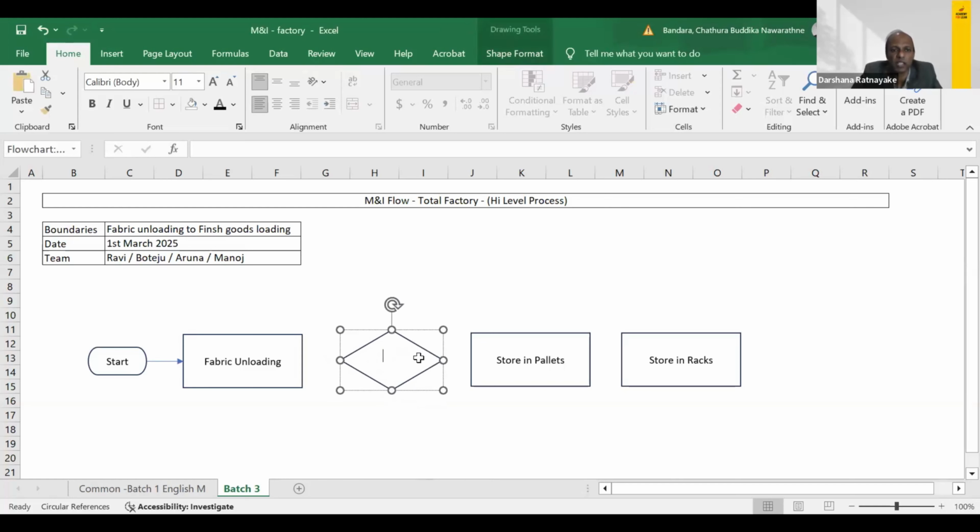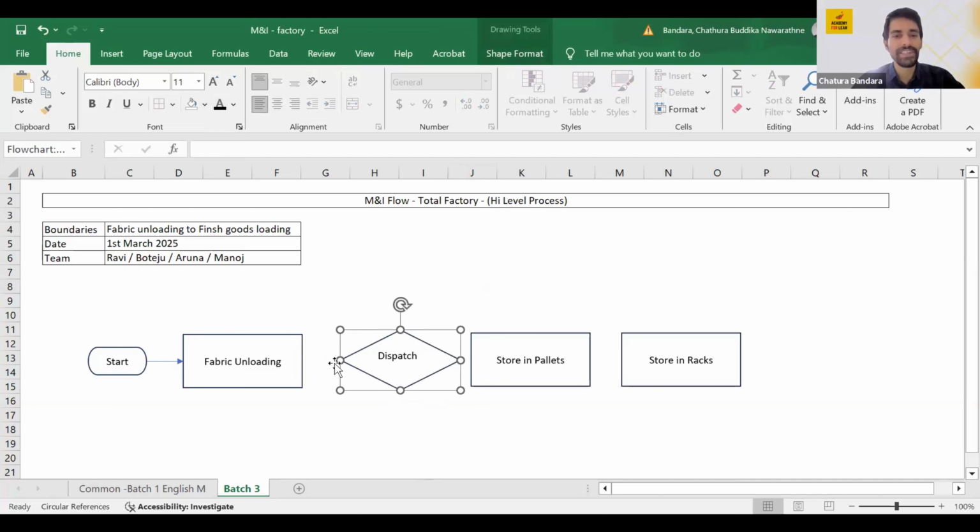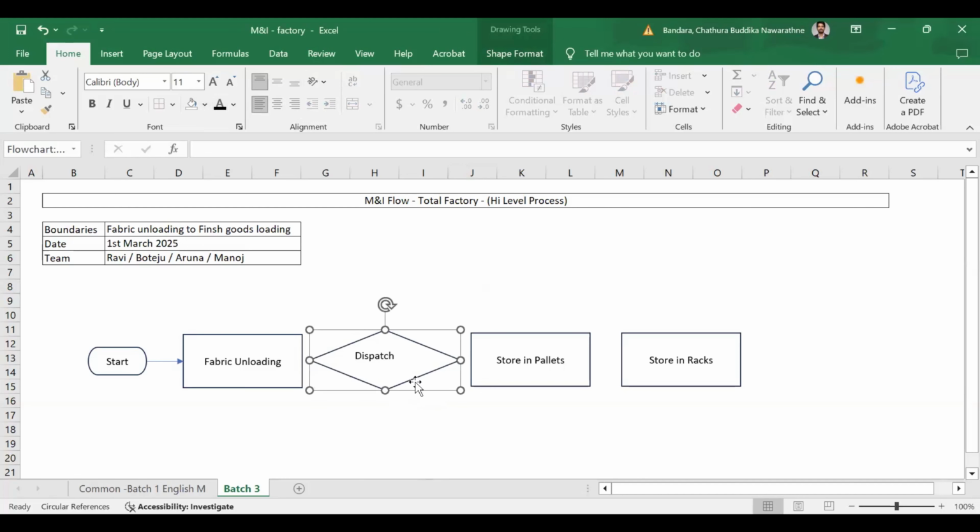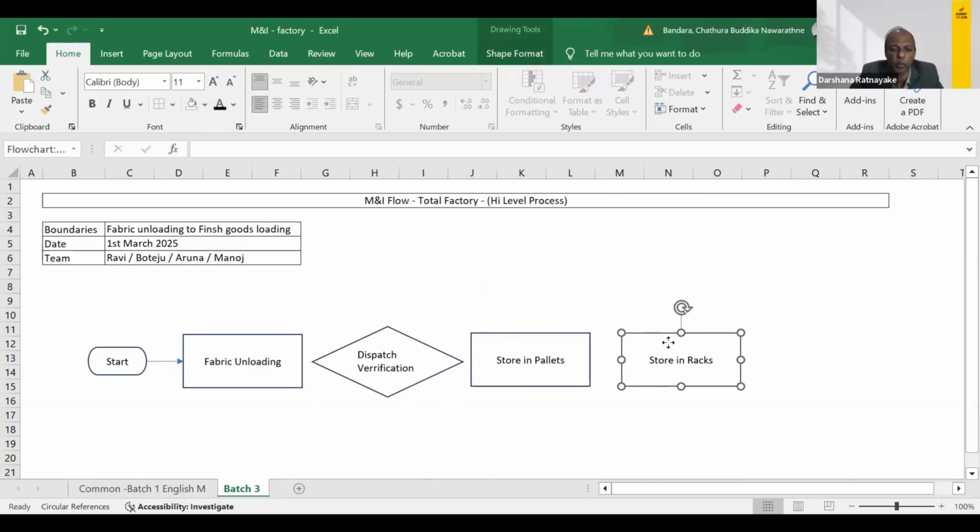This is verification, fabric verification. Now assume that me and Chatura don't know anything about this. Yeah, this is the carpet unloading industry, verification with the packing list. Is it dispatch verification? So I wrote it as that. Tell me if it's wrong. Based on the packing list, when we receive the goods, there should be a packing list. So the packing list is a document, right?